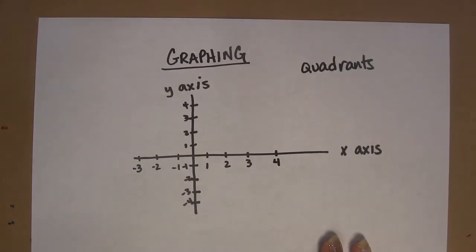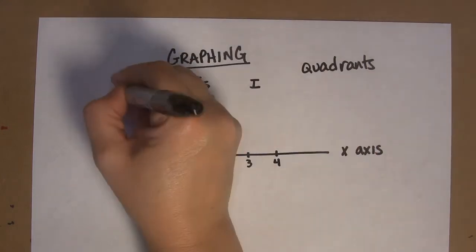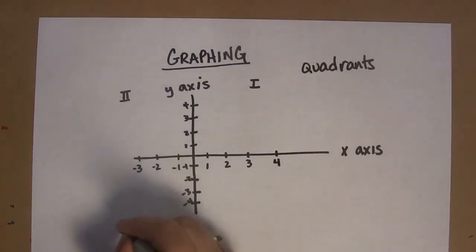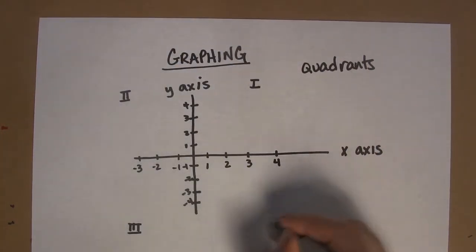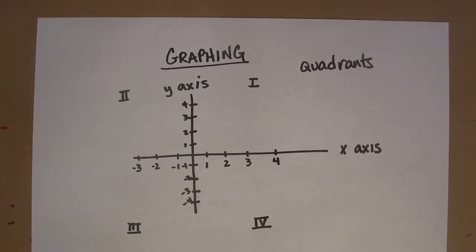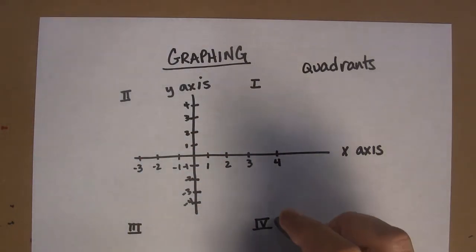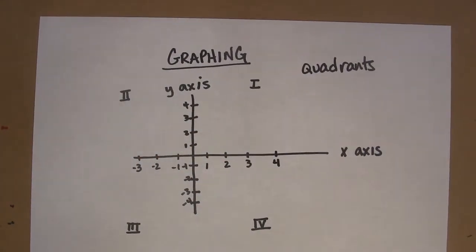And each of these quadrants has names. This is called quadrant 1. This is quadrant 2. This is quadrant 3, and this is quadrant 4. I know you were probably hoping for something more exciting like Bob, Fred, Betsy, and Taylor, but what can I say? Mathematicians are not that exciting usually.